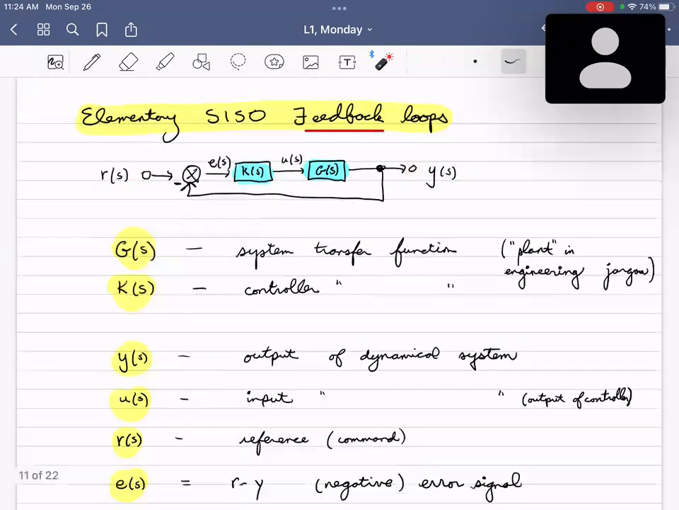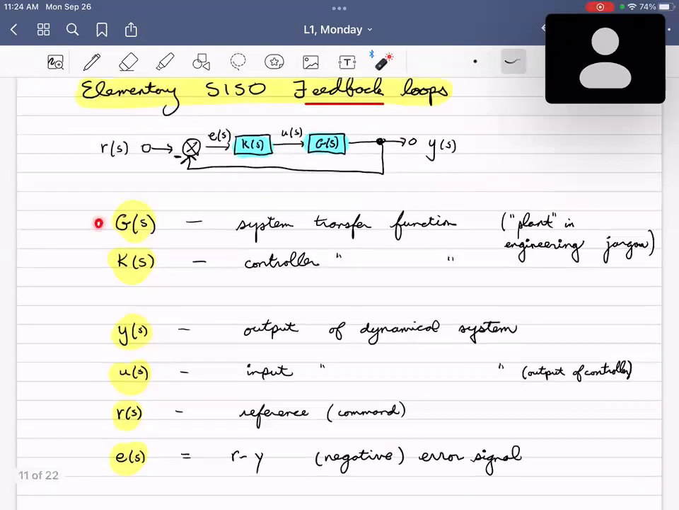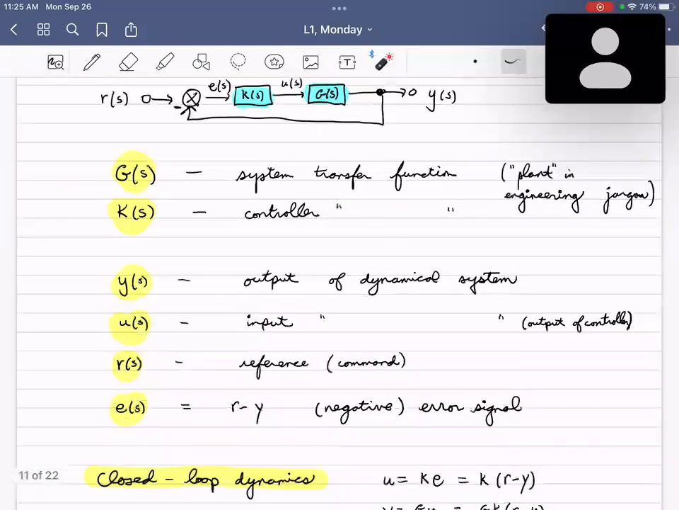Okay. So the cast of characters are G is the system, K is the controller, Y is the output of G, but now under control. U is the internal input, so it's the output of the controller, but it's the input to the physical system. R is the reference, and E is going to be the difference R minus Y, which is kind of the negative error signal, and the negative sign is a kind of convention, so I'll mostly stick with that.